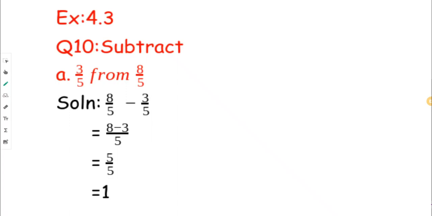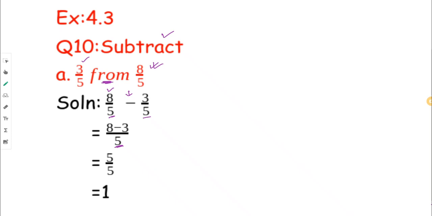Right, 4.3, question number 10. Subtract. Right now, a 3 by 5 form, add by 5. And remember when I told you, when there's form, you have to write the second number first. So you can see add by 5, minus is there because of the question, subtract, and then write the number 3 by 5. Once we're done with that, you can see that they have the same denominator, which means the LCM will simply be the number itself.